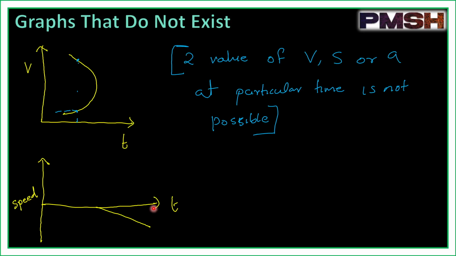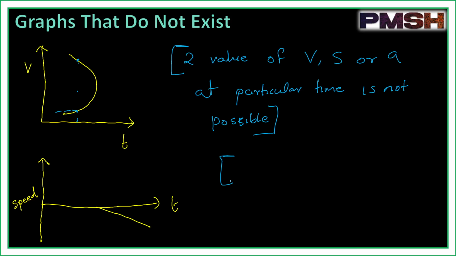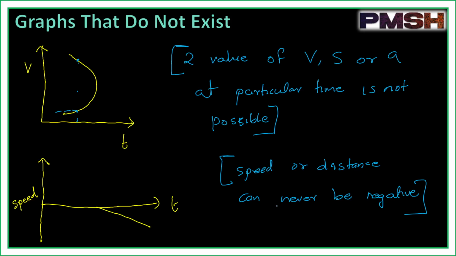Can distance be negative? No. We have discussed those points, right? When we were discussing distance, displacement, speed, velocity, etc. So I could say it is not possible. So you can say that speed or distance, in general, can never be negative. Speed or distance can never be negative.